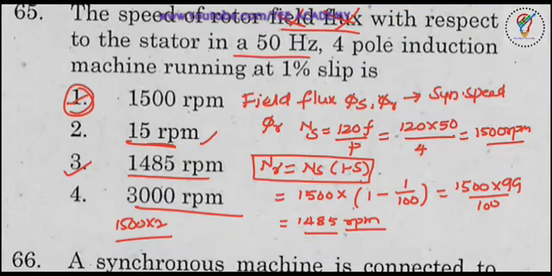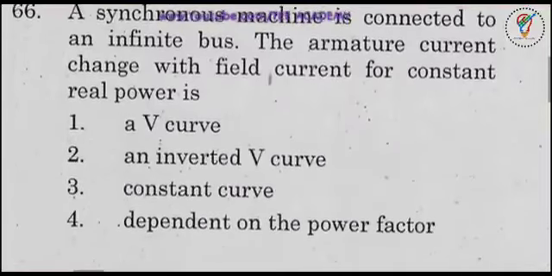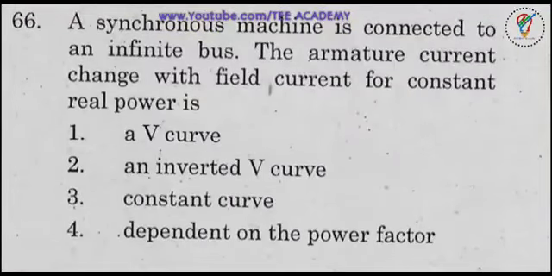We will go to the next question in machines. Next question, friends, see here. A synchronous machine is connected to an infinite bus. First identify what the infinite bus is. An infinite bus is a bus which has constant voltage and constant frequency. Remember, the armature current changes with the field current.